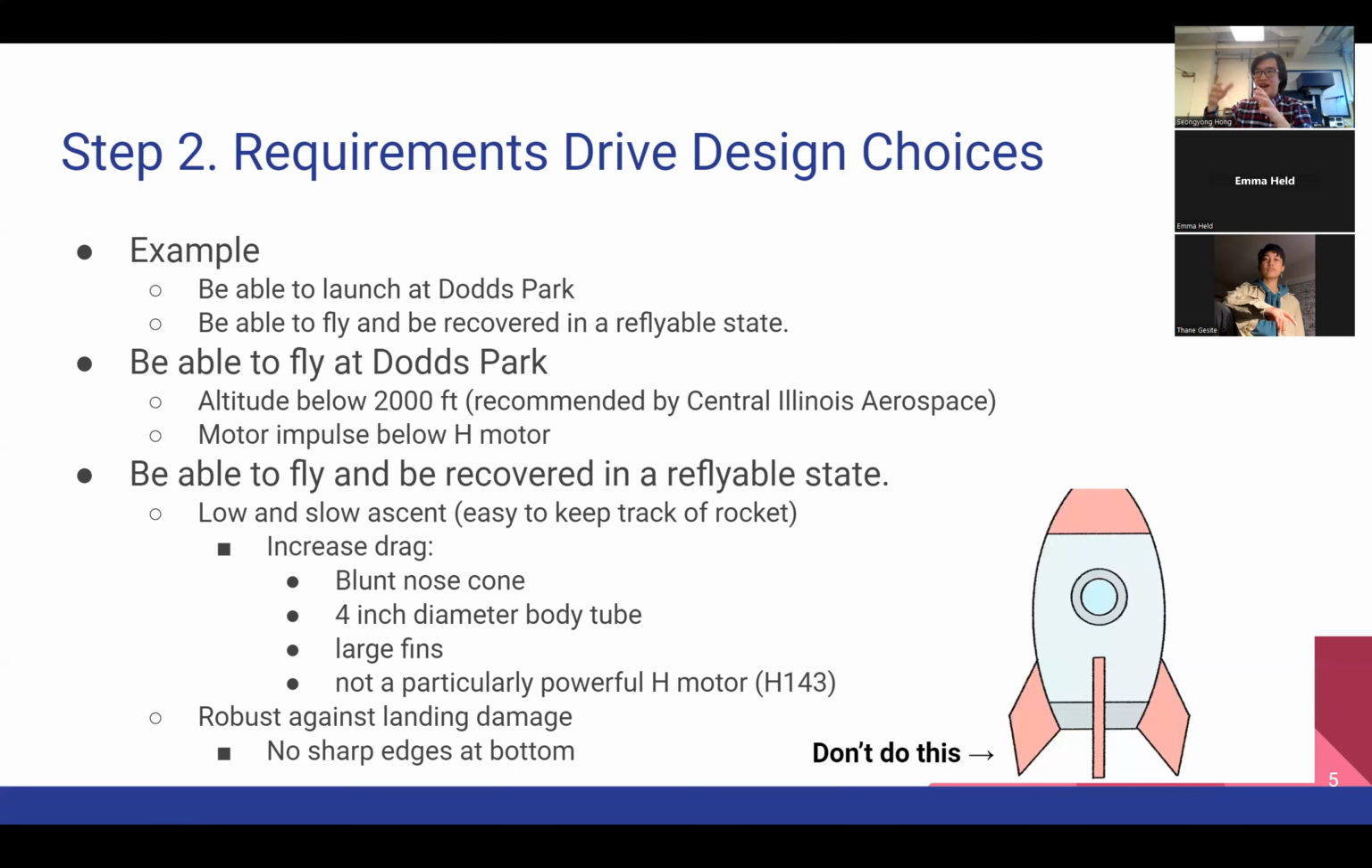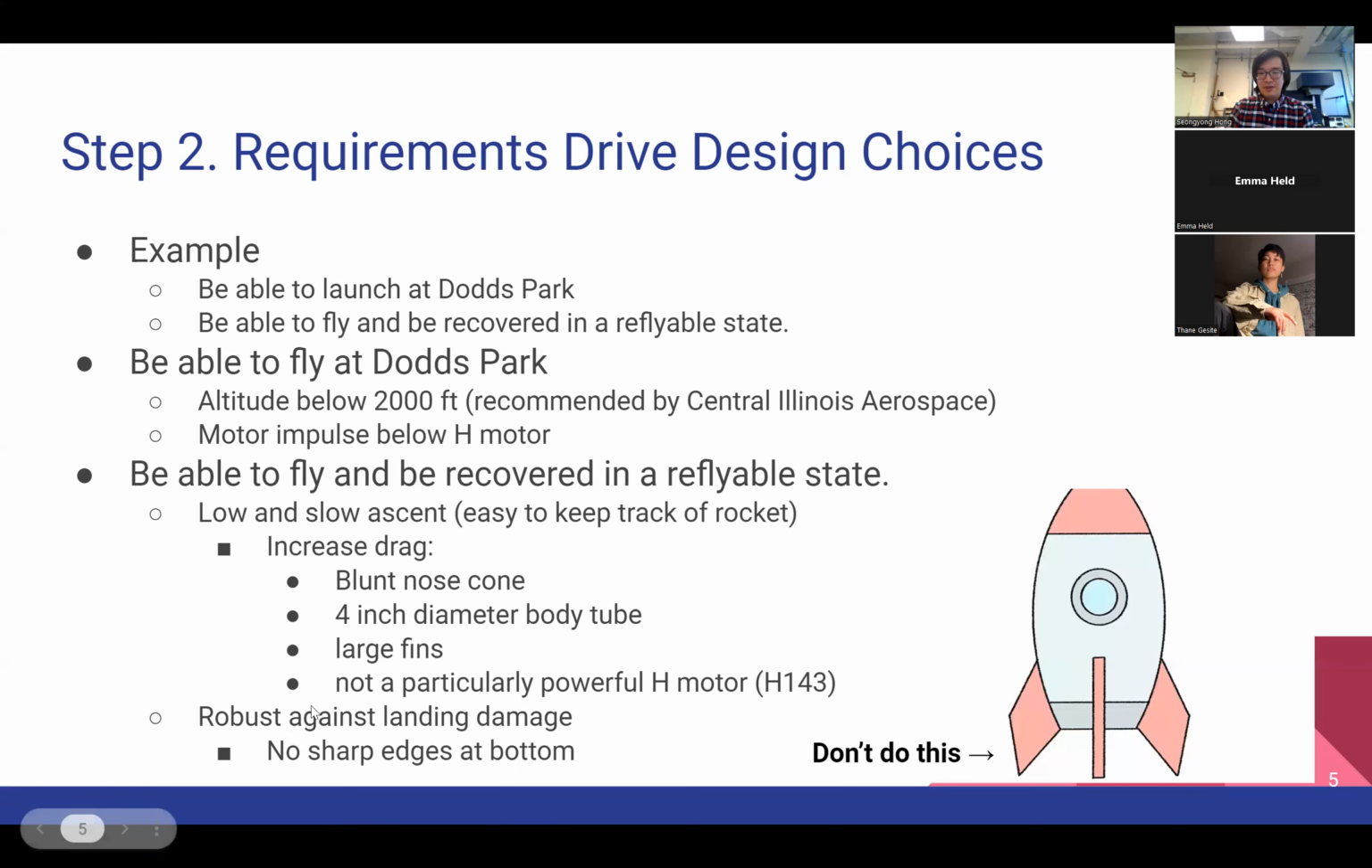If your rocket accidentally drifts off the soft grassy field and you land on a hard roof or a concrete parking lot, that's something I kept in mind. You need to be robust against landing damage. And what part of the rocket lands first? Well, it's typically the fins.